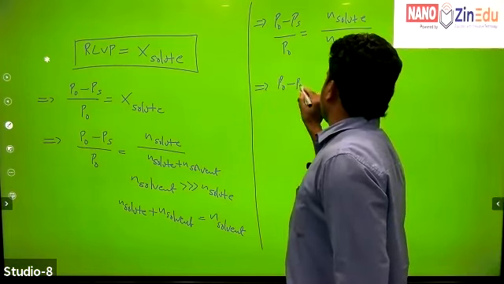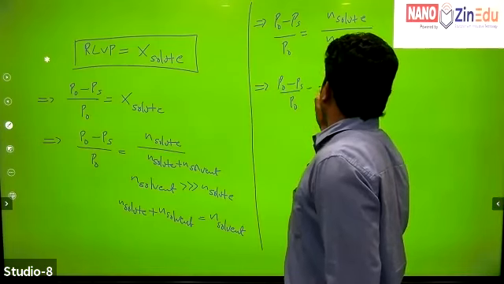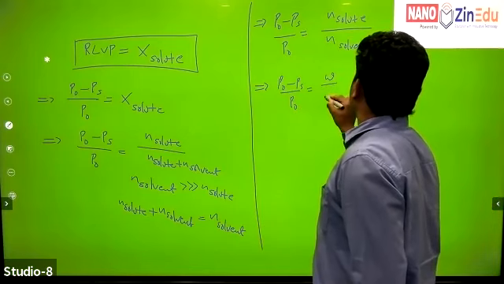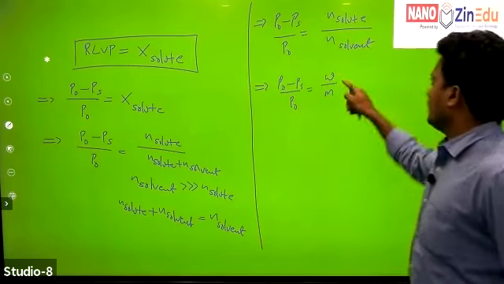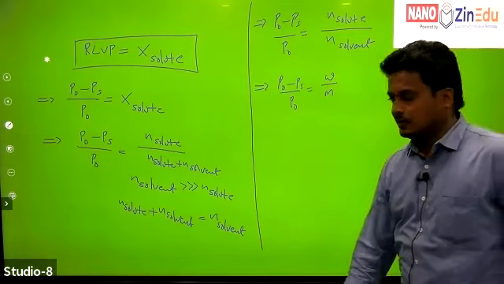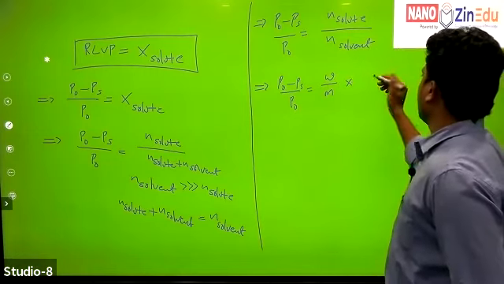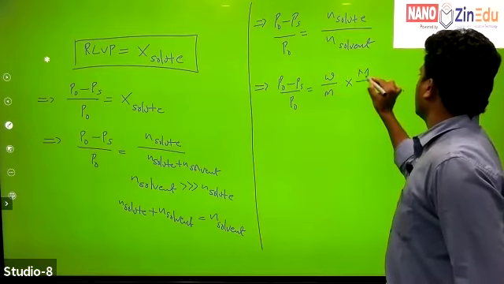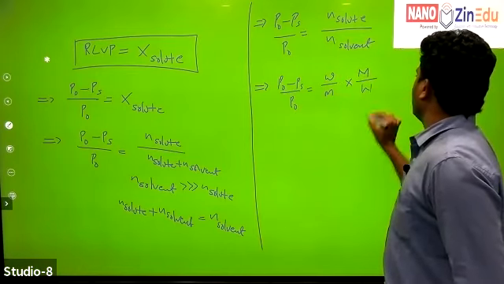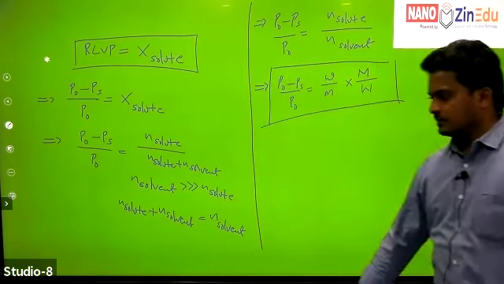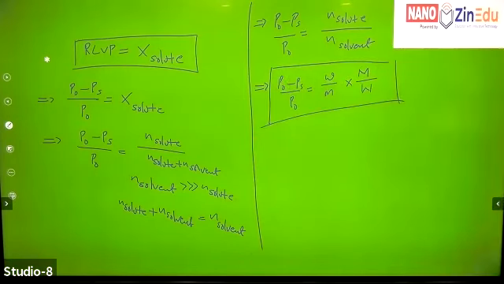P naught minus PS by P naught is equal to number of moles of solute, small w by small m, weight of solute by molecular mass of solute, and for the number of moles of solvent, the reciprocal, we get capital M by capital W. Each and every step is most important. Copy it up to here.